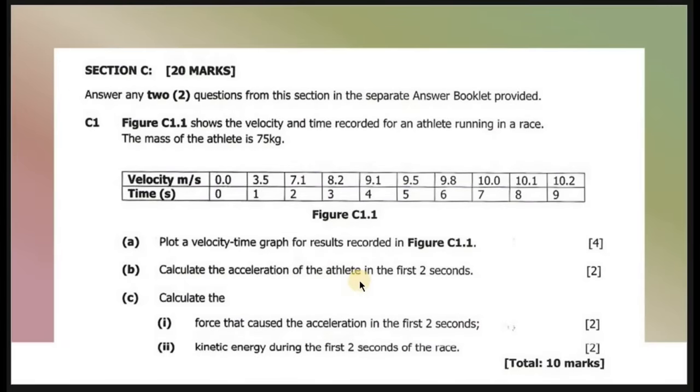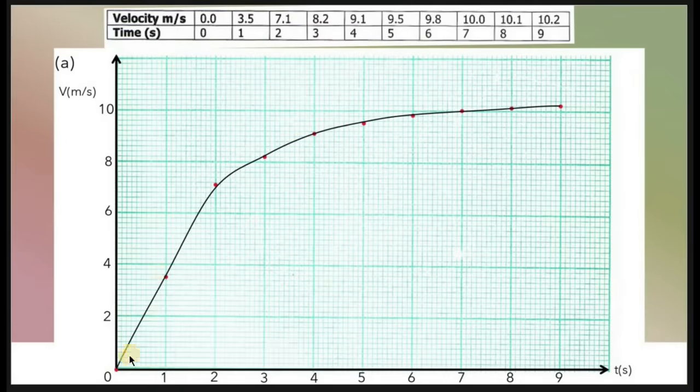Next, here they're saying calculate the acceleration of the athlete in the first 2 seconds. So acceleration in the first 2 seconds is here. This is the velocity, this is the time. You can draw a straight line and find the gradient of that straight line. However, this line is also straight within 2 seconds. So you just say acceleration is equal to final velocity minus initial velocity over time.